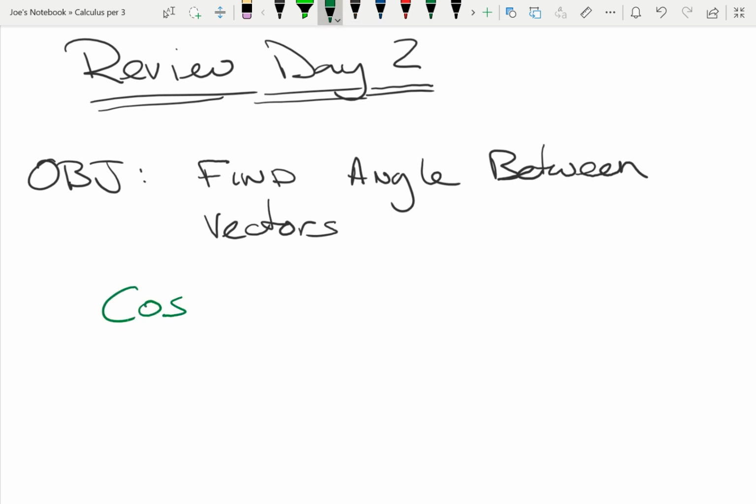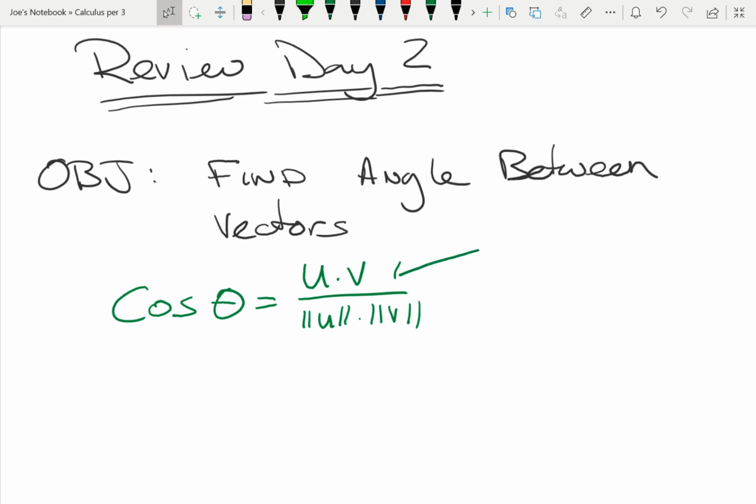So you get that angle by using cosine theta is u dot v over magnitude of u times magnitude of v. All right, so that's a lot of letters, but it doesn't mean much to me, right? But don't forget, u dot v is the dot product. This is your dot product.